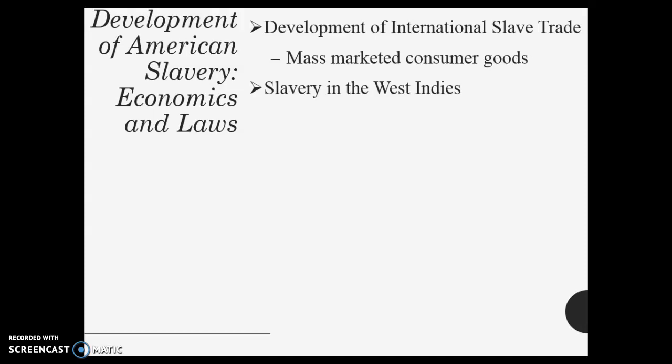Slavery in the West Indies. Again, they used Native Americans at first, but they eventually die off from diseases.